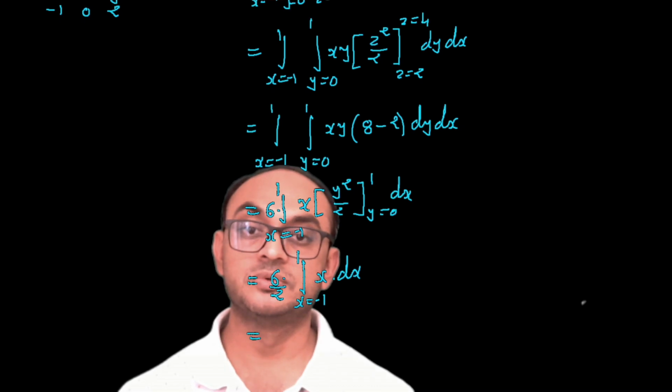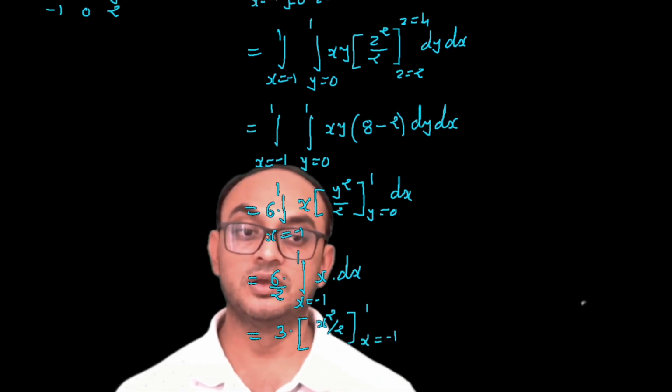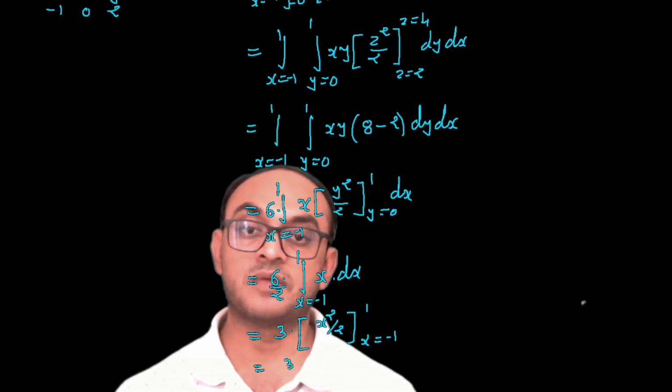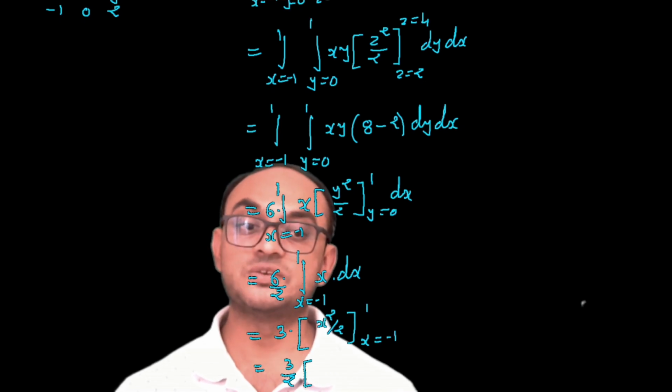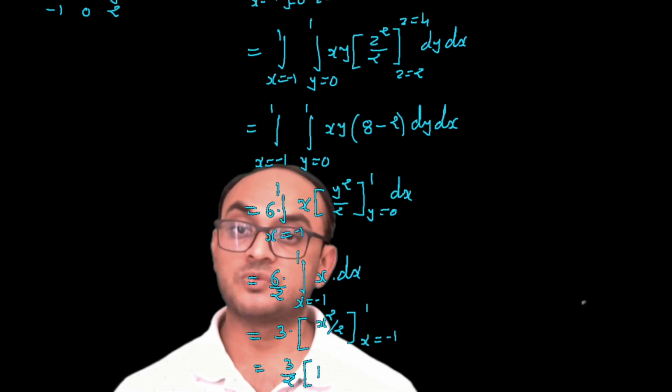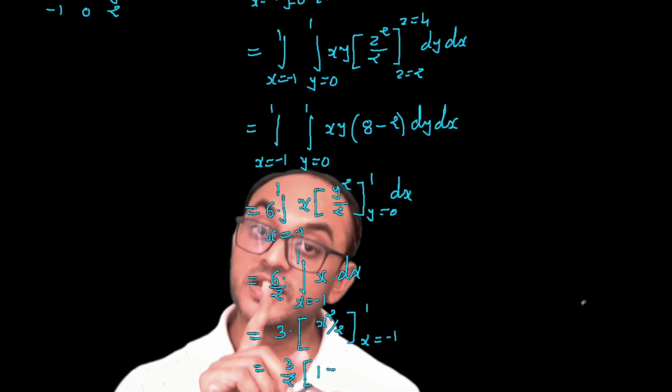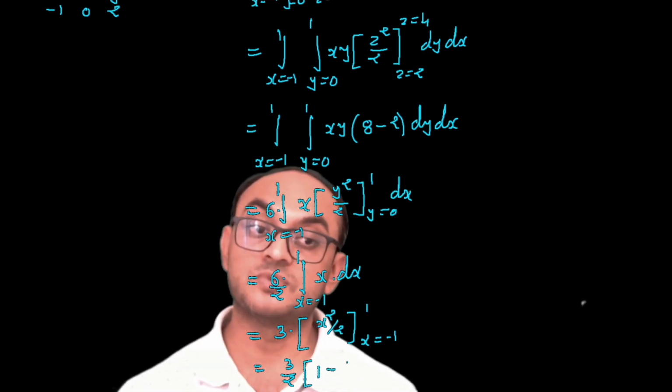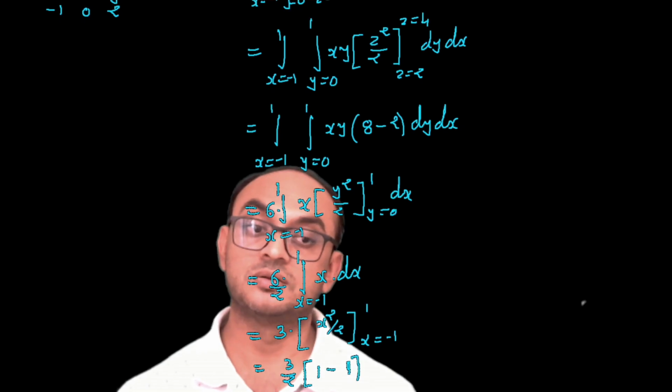6 divided by 2 is 3, into, what is the integration of x with respect to x? x square divided by 2 from x is equal to minus 1 to 1. Now this is equal to, I am writing, 3 divided by 2. When x is equal to 1, x square is 1, minus sign for the lower limit. When x is equal to minus 1, the square is plus 1. So again this is 1.